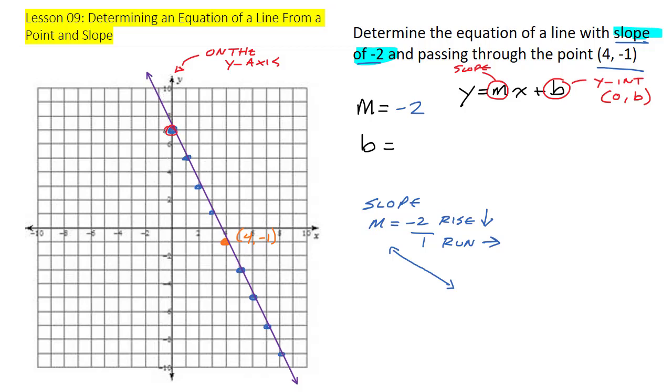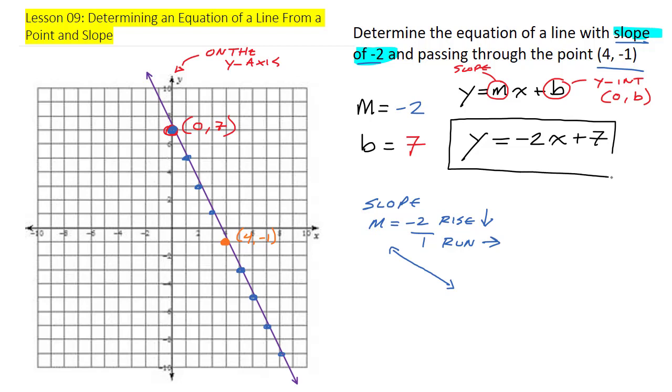So our y-intercept is this point right here. When x is 0, y is 7. So that means b equals 7. All right, so we have everything we need to write our equation. Let's write it here. It's going to be y equals -2x plus 7. Done. That's the equation.